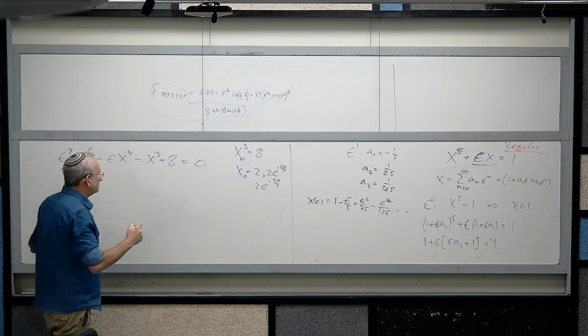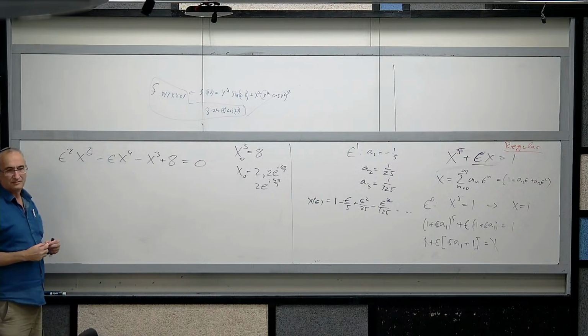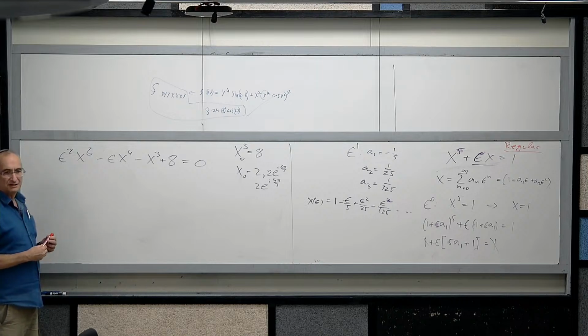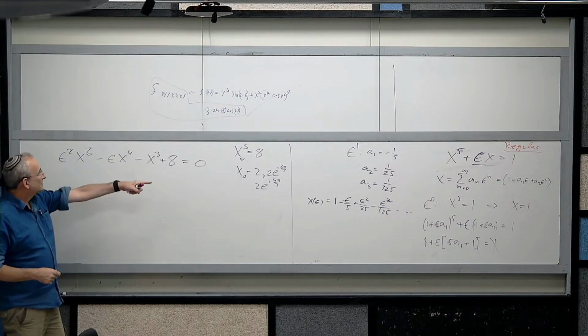Now, how many solutions does the equation have? 6. So there are 3 solutions, right? For any finite epsilon, there are 3 extra solutions that are not here.